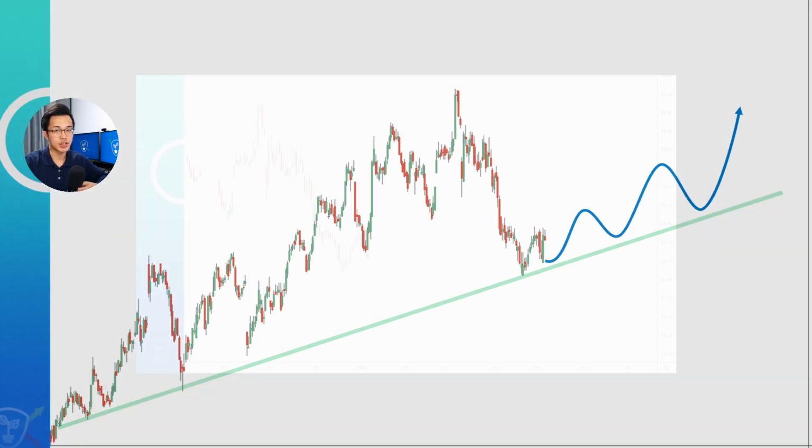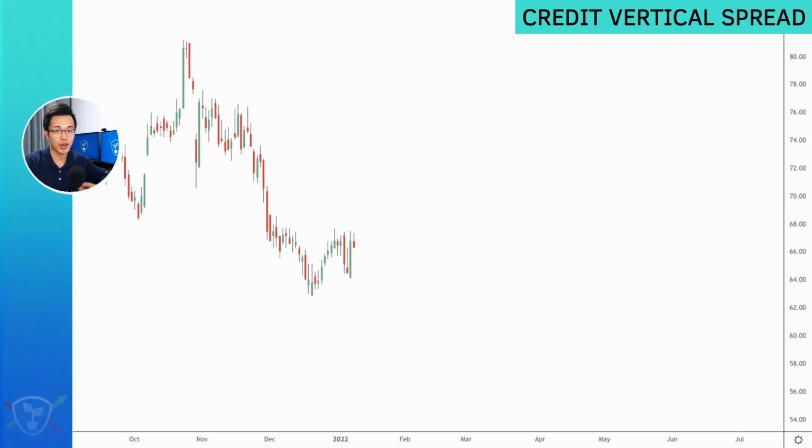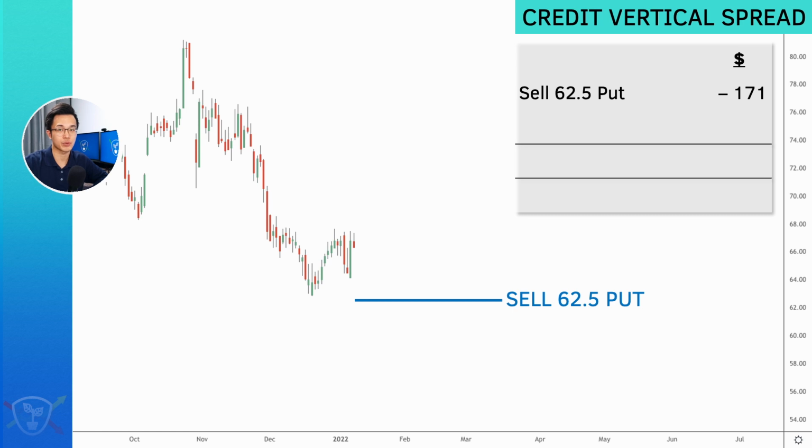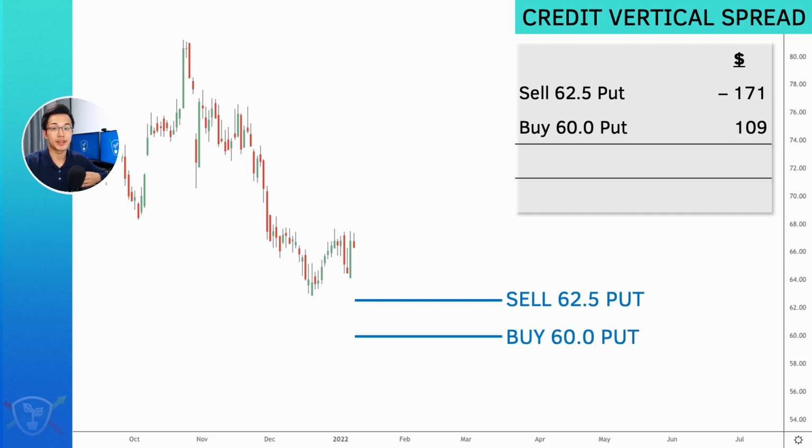So if I'm bullish and I would like to use a credit vertical spread, I will use a bull put spread. So first of all, I will sell an out of the money put option. Maybe I will choose the $62.50 strike price with 40 days to expiration. For selling this put option, I will collect a premium of $171. At the same time, I will buy another out of the money put option as protection.